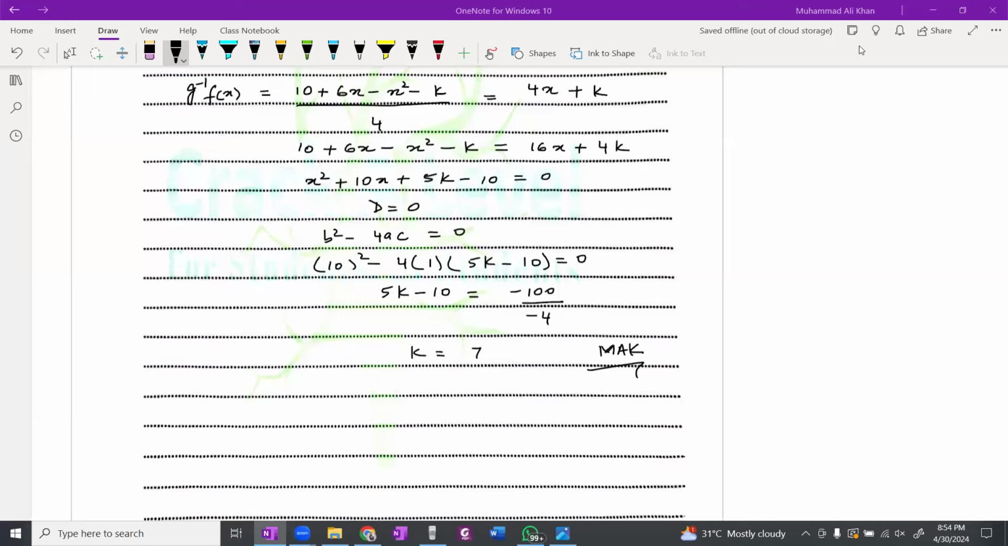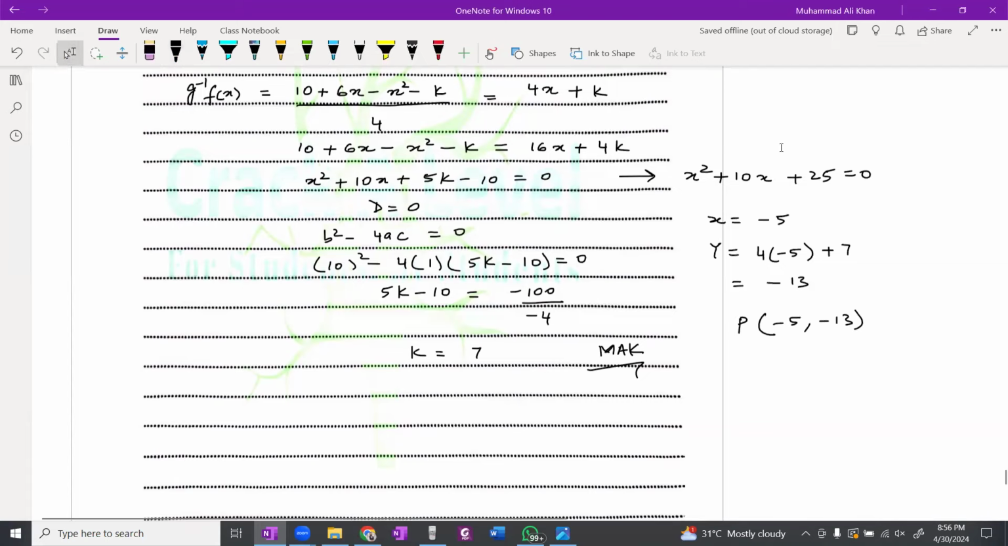And if we need to calculate the coordinates where they are intersecting, just replace the value of k in this equation. It will be x squared plus 10x, the k is 7, 35 minus 10 is 25, equals 0. By using your calculator, find out the value of x. So according to this, x equals minus 5. And if x equals minus 5, then what is the value of y? The value of y is 4x plus k. So it will be minus 20 plus 7, which is minus 13. So minus 5 comma minus 13. This is the coordinate of P.